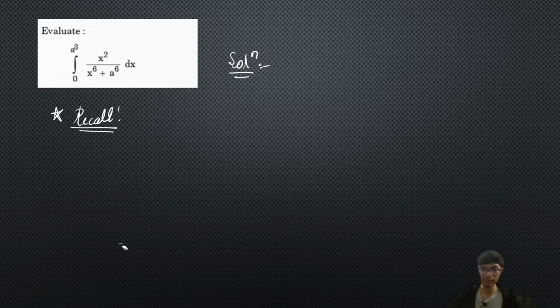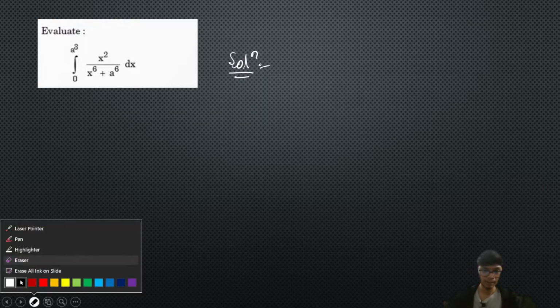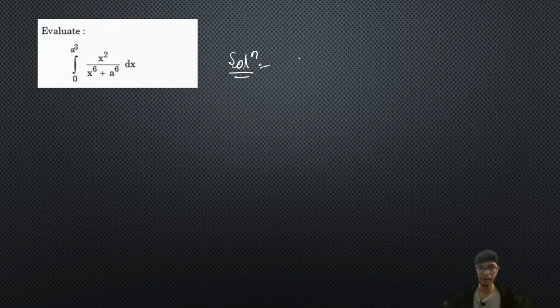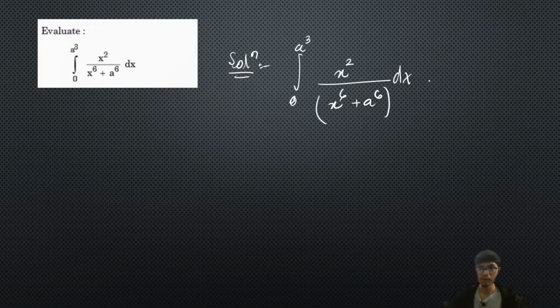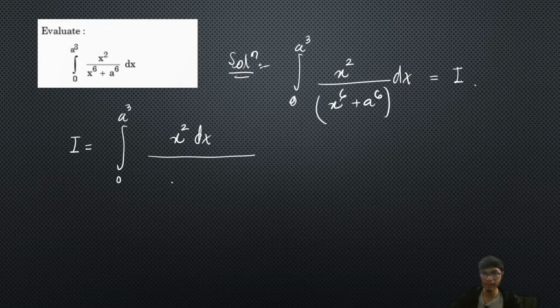So let's proceed to the real problem. This was a problem asked in the previous paper of CBSE. Let us first of all write the integral. It is from 0 to a cube, of x squared divided by x to the power 6 plus a to the power 6 dx. Whenever this comes up in your CBSE examination, you will first assume this integral as I. So I is equal to the integral from 0 to a cube of x squared dx divided by x to the power 6 plus a to the power 6.